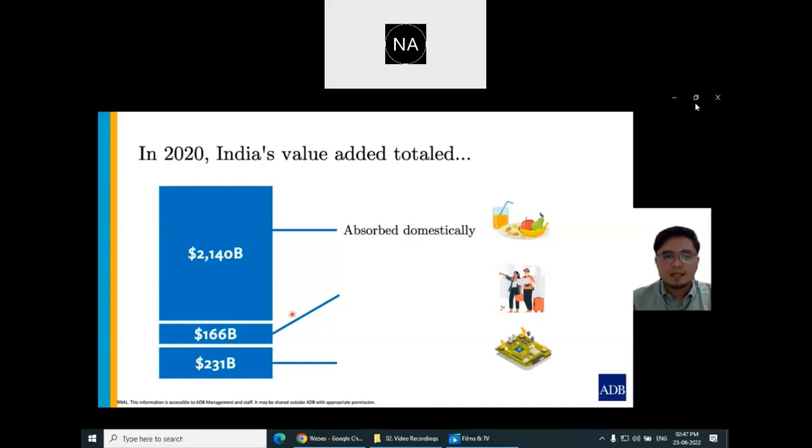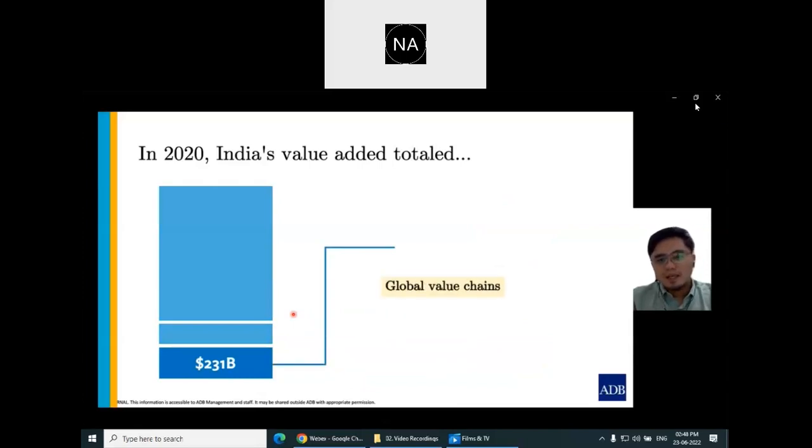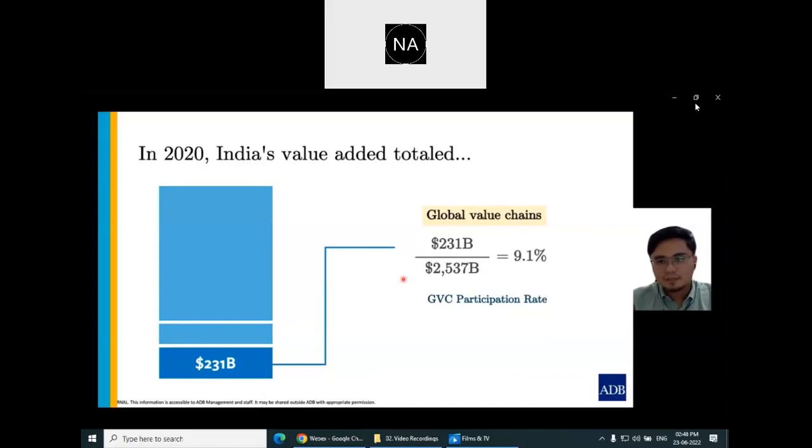The portion of value added that is exported as final products corresponds to what is known as traditional trade, while the portion of value added that is exported as intermediates corresponds to GVCs or GVC trade. Now, dividing 231 billion US dollars by the total value added, as in this equation, we get 9.1%. This will later on be understood as the forward GVC participation.